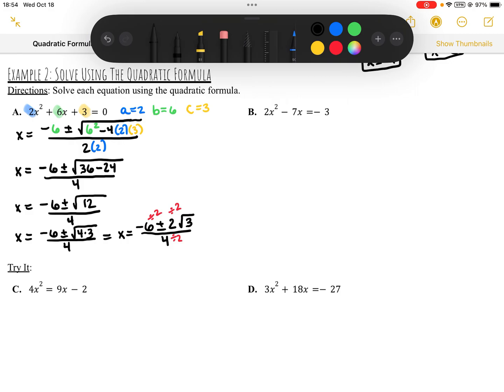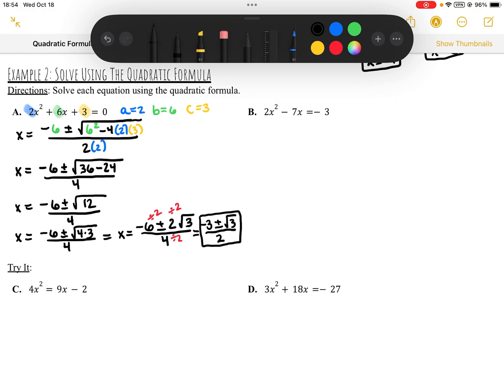So I get -3 plus or minus 2 divided by 2 is 1. So I have 1 root 3 or just root 3. And then in the denominator, 4 divided by 2 is 2. So my solution is -3 plus or minus root 3 over 2.